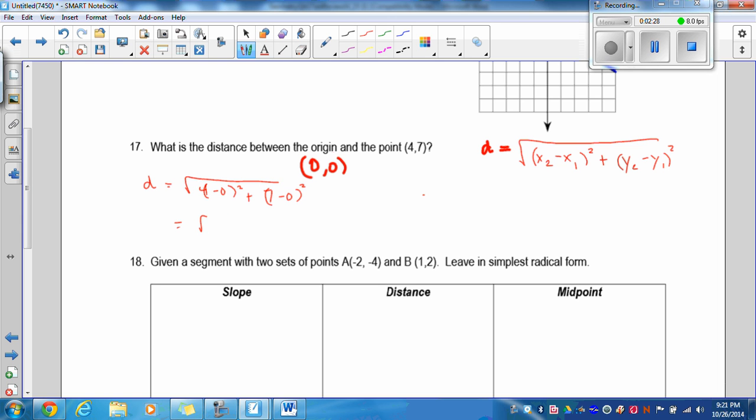So the distance is going to be the square root of 16. 4 minus 0 is 4. 4 squared is 16. 7 minus 0 is 7, and 7 squared is 49. So 16 plus 49 is going to give me 65. So the distance is the square root of 65. Now we would check to see if we can simplify this, because we do know how to simplify square roots. So I would divide this number by 5 and see that it's 13. And so since this is 13 times 5, this is not going to simplify. So the distance between these points, the origin and 4, 7, is the square root of 65.